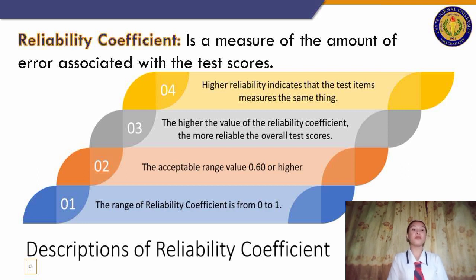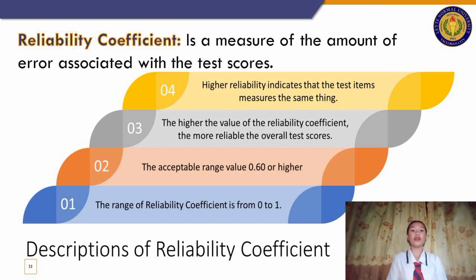The second one is the acceptable range value. An acceptable value for the reliability coefficient is typically considered to be 0.60 or higher. When the coefficient surpasses this threshold, it indicates a higher level of reliability. The third one is higher reliability. A fundamental principle is that higher reliability suggests that the test items are consistently measuring the same underlying construct. In other words, a reliable test is one where the scores are less influenced by measurement errors, providing a more accurate reflection of the intended trait or ability.